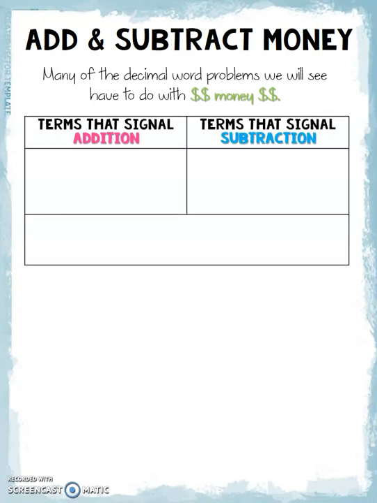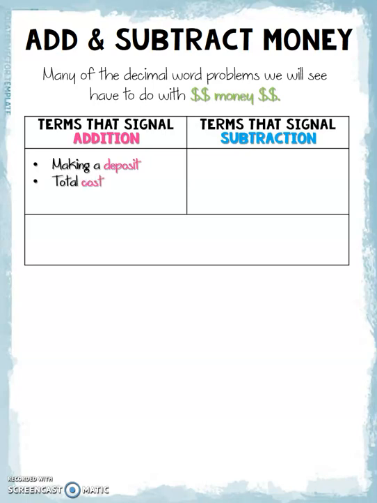So there's some different terms that often tell us we need to add in a story problem. The first is if we're making a deposit. So if you've ever gone to the bank with an adult at home and made a deposit, that means you put money into your account. When you put money into your account, you added that money and your bank account got larger. So making a deposit adds money to a story problem.